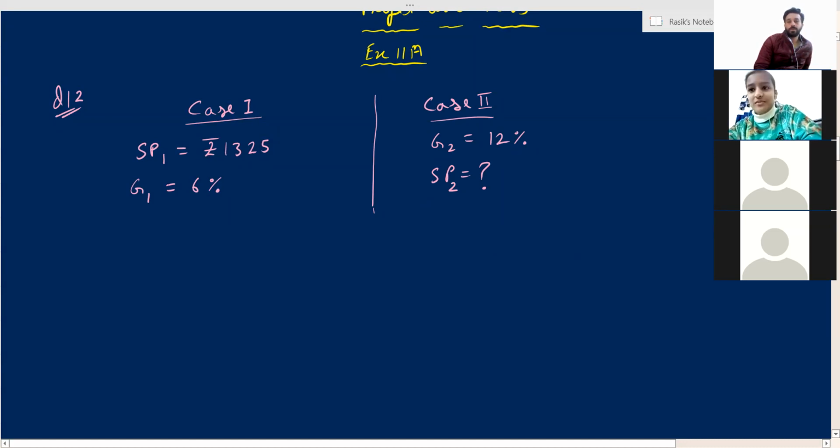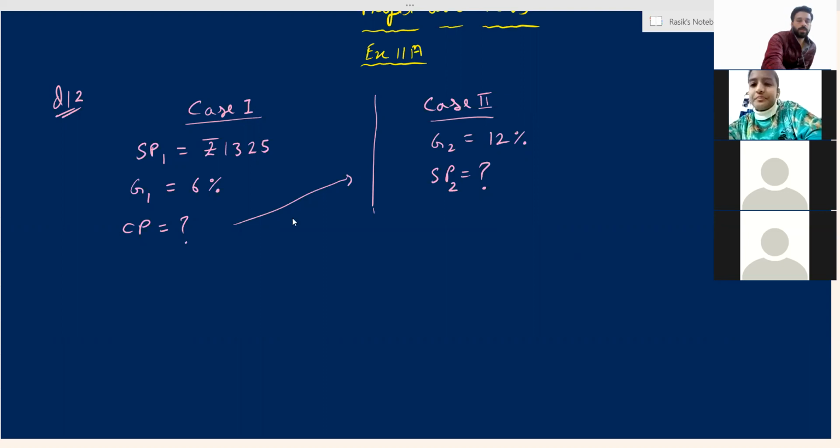So what we will do is, from the first case, we will find out the CP, and then we will use this CP in the second case to find out SP. Clear or not? CP is the same in both the cases. So we find CP from the first case, and use it to find SP in the second case. Clear? All of you?